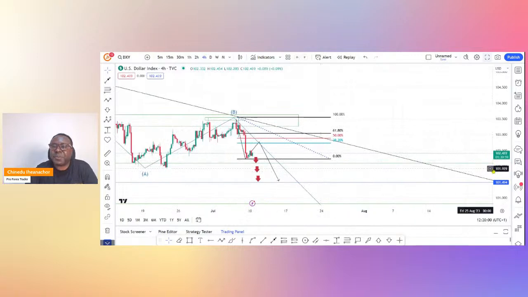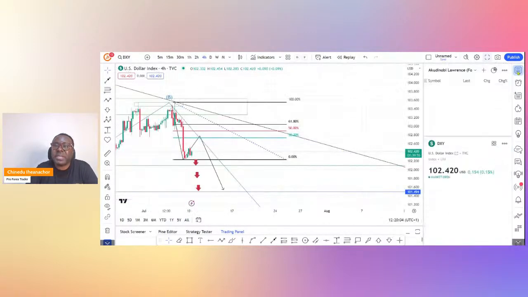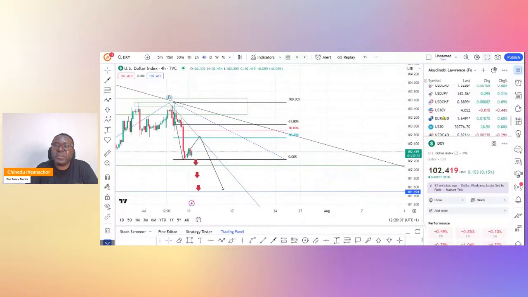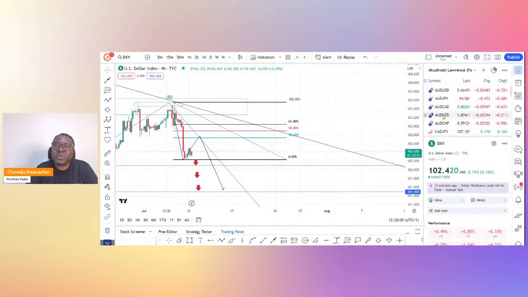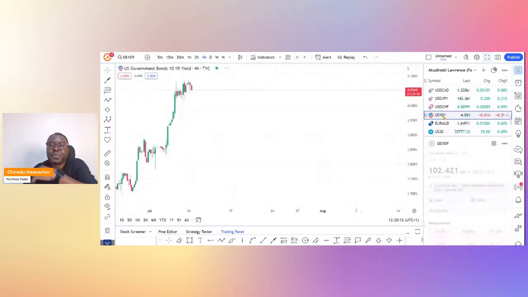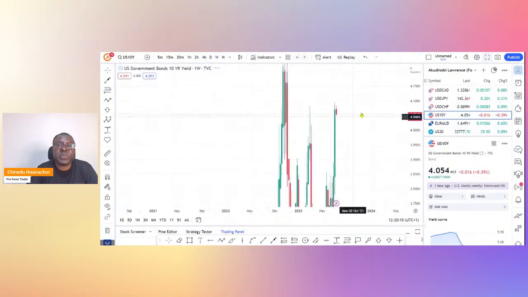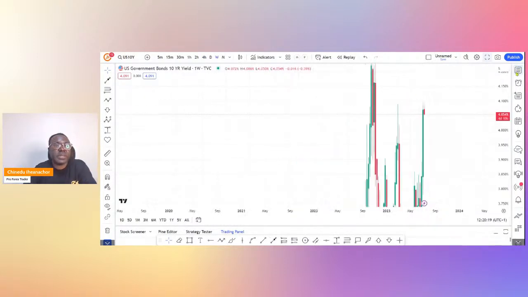Another market determinant, most currency pair determinant, is the US 10-year bond yield. Let me get that. US 10-year bond yield. This is it. So let's go to the weekly time frame for this.